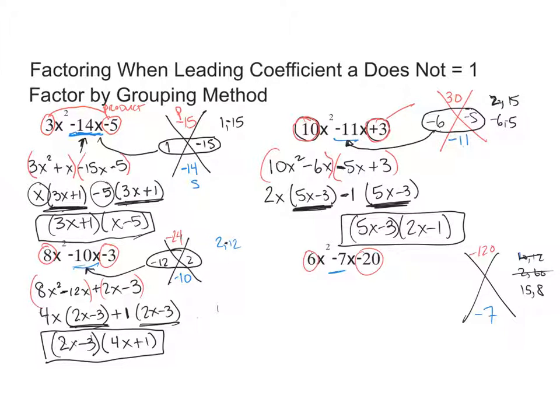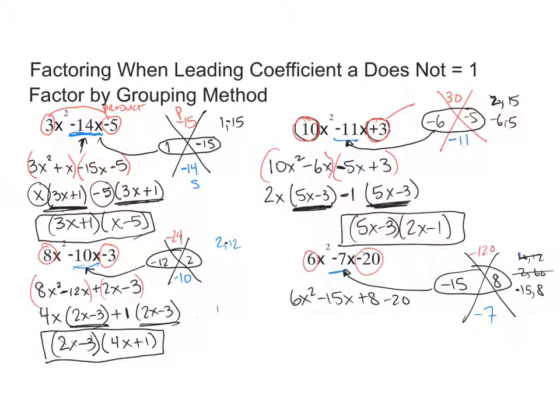Now, we need this 15 to be a negative, and then that 8 will be positive. These multiply to give me negative 120. These add to give me negative 7. So again, we are replacing this with those two values. So 6x squared minus 15x plus 8x minus the 20.